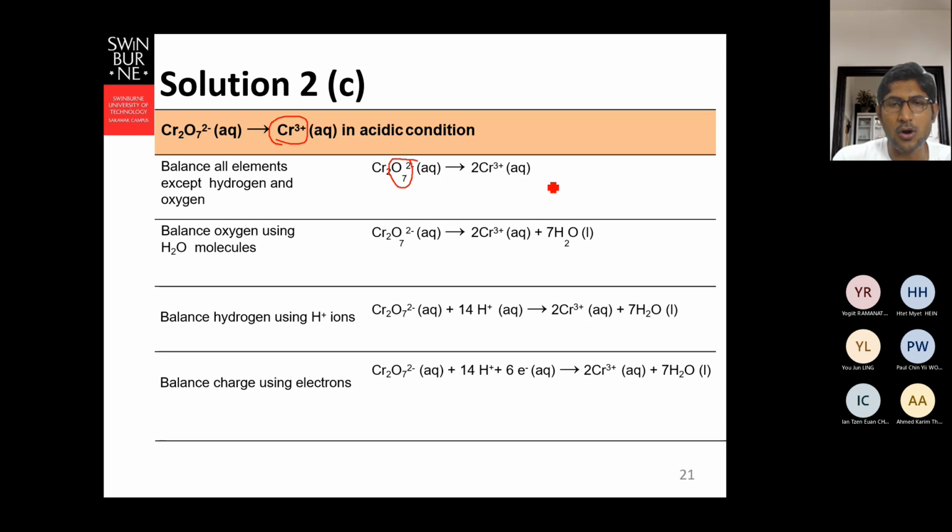That means 7 water molecules can be produced, and here we have produced 7 water. 7 water means 14 hydrogen. So 14 hydrogen, because it's acidic medium, I just took it. 14 hydrogen atoms, and then it is balanced. Only the charge I need to balance. This charge is 6 electrons in excess, so I needed 6 excess electrons, and it's balanced in this way.